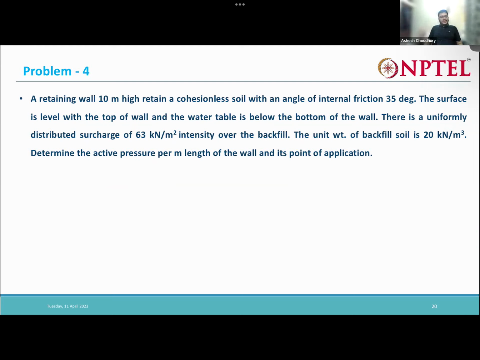So next problem: a retaining wall 10 meter high retains a cohesionless soil with an angle of internal friction 35 degrees. The surface is level with the top of the wall, and the water table is below the bottom of the wall. There is a uniformly distributed surcharge of intensity over the backfill. The unit weight of backfill is given. Determine the active pressure and its point of application.